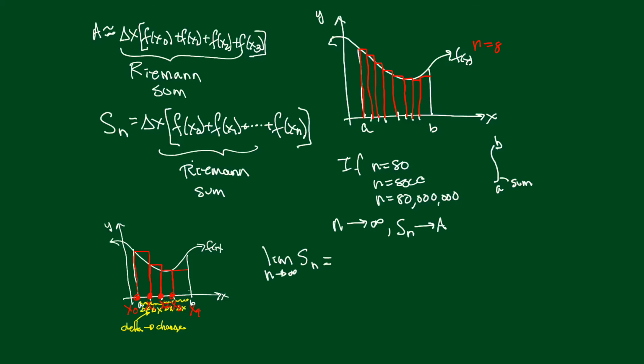If we take the limit of these sums as n goes to infinity, right now, what was that sum? That sum was this right up here. I'll rewrite it. So if I take the limit as n goes to infinity, it's going to look like this. I'm going to write it here. It's going to be the limit as n goes to infinity of S_n, which was delta x times all those heights, f of x sub 0, f of x sub 1, plus dot dot dot plus f of x sub n.